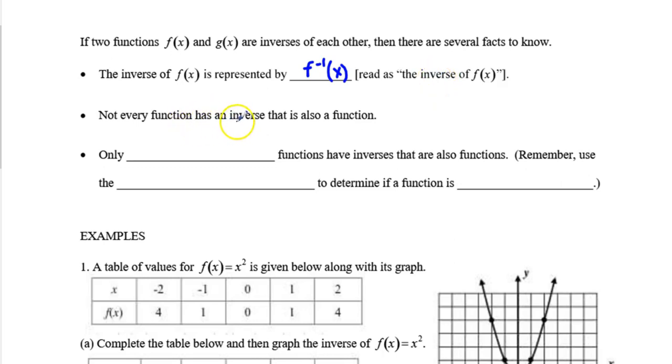Not every function has an inverse that is a function. Okay? And it's only one-to-one functions that have inverses that are functions. They have to pass the horizontal line test to be one-to-one. All right.